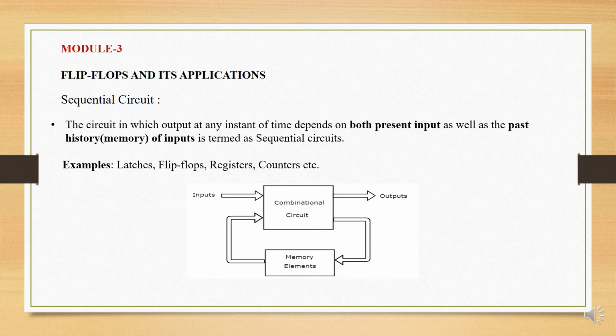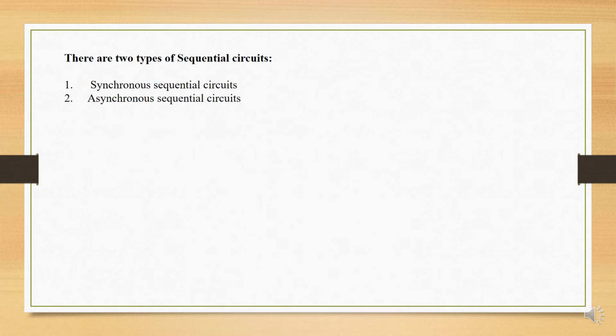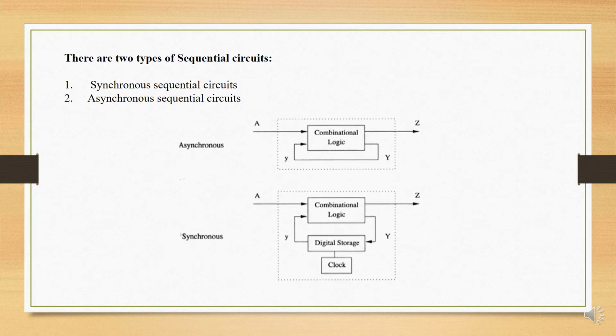Let us see the block diagram of a sequential network. We can observe that we have a combinational circuit to which the applied inputs are given, and we have outputs here. We have a feedback path which is given back to the combinational network through the memory elements. The memory elements here can be latches or flip-flops, which are used to store the digital data. Here the output depends on the applied input as well as the memory elements. Such circuits are termed sequential. There are two types of sequential circuit. The first is the synchronous sequential circuit and the second is the asynchronous sequential circuit.